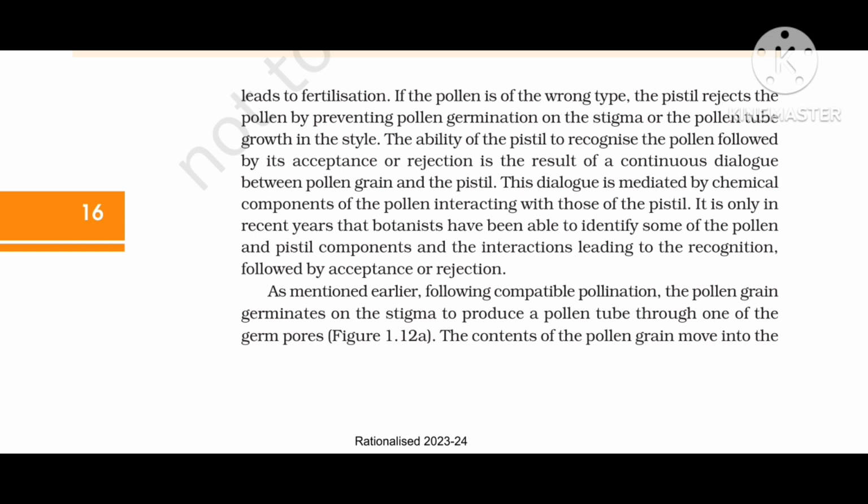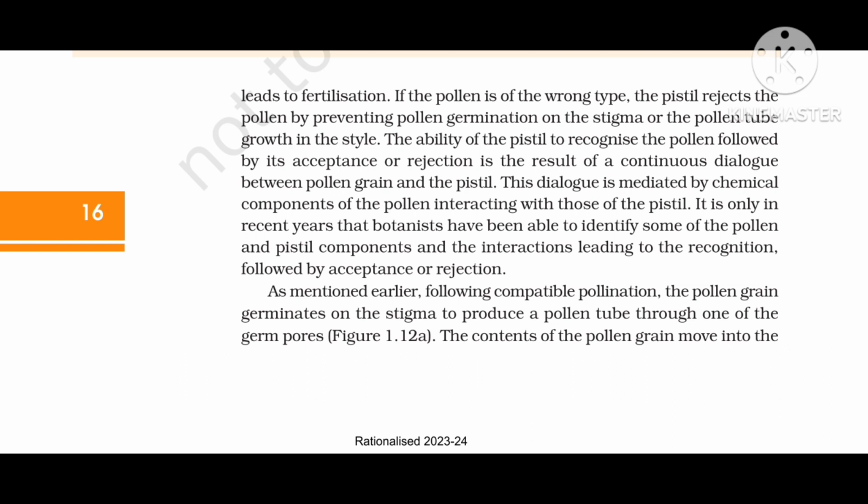As mentioned earlier, following compatible pollination, the pollen grain germinates on the stigma to produce a pollen tube through one of the germ pores. The contents of the pollen grain move into the pollen tube. The pollen tube grows through the tissues of the stigma and style and reaches the ovary. You would recall that in some plants, pollen grains are shed at a two-celled condition, a vegetative cell and a generative cell. In some plants, the generative cell divides and forms the two male gametes during the growth of the pollen tube in the stigma.